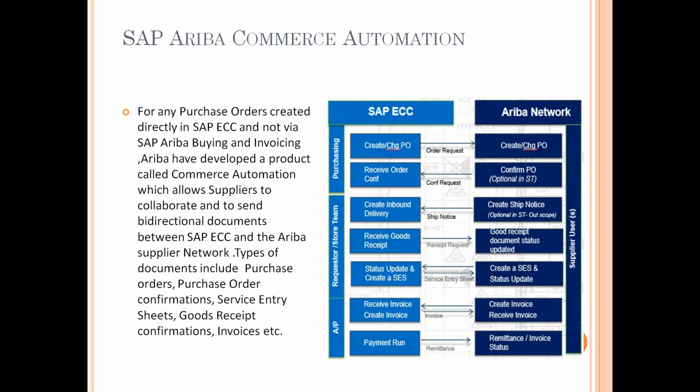So this is all about commerce automation. There is a little bit of difference between commerce automation and supply chain collaboration. You cannot do subcontracting activities in commerce automation. Subcontracting activities and your consignment process, you can do all of these in supply chain collaboration, which is not there in commerce automation. Quality collaboration is also possible in supply chain collaboration, which is not there in commerce automation. So these are a few changes.